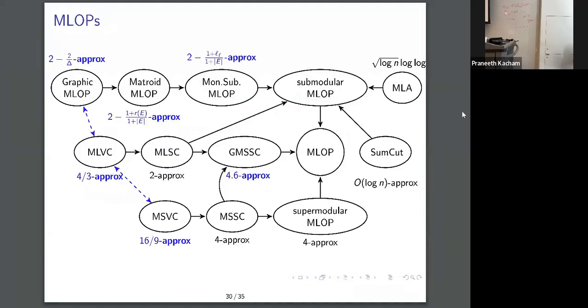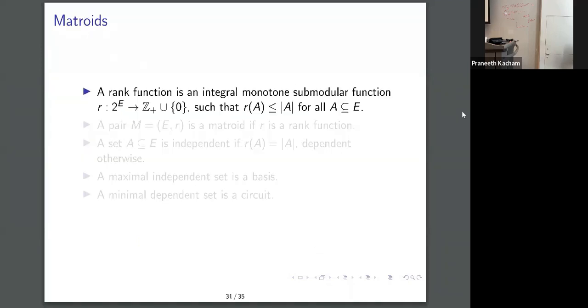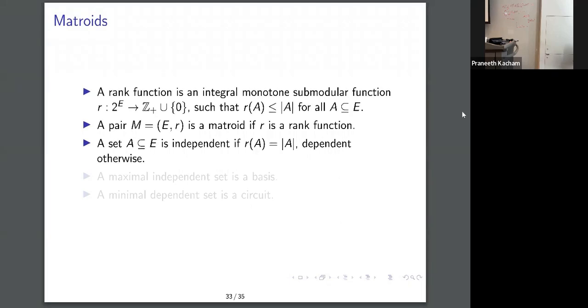So let's define those special cases that we are going to talk about for the monotone submodular. What was a matroid? A matroid can be defined as a monotone submodular function that is further upper bounded by the size of a set for each subset of the elements. And that function is called the rank of a matroid.